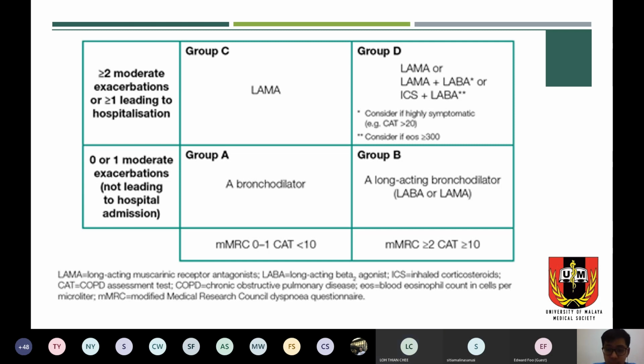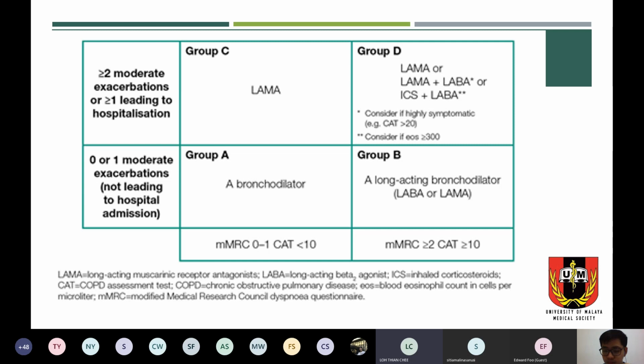Anyone wants to try? So definitely not ipratropium. I already mentioned it's a SAMA, right? So that one is out. Anyone wants to try? Long-acting muscarinic antagonist. Some long-acting, yes. You don't want short-acting to be the mainstay of treatment, of course. You want something longer-acting. Short-acting is only for those without much symptoms, who don't exacerbate. Just use it PRN. That's why only group A we will give a short-acting bronchodilator. Even group B and above, we will give something long-acting.